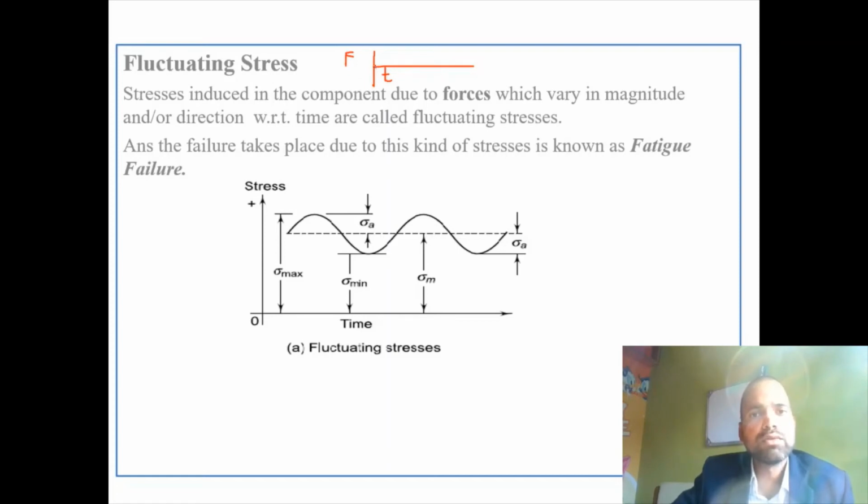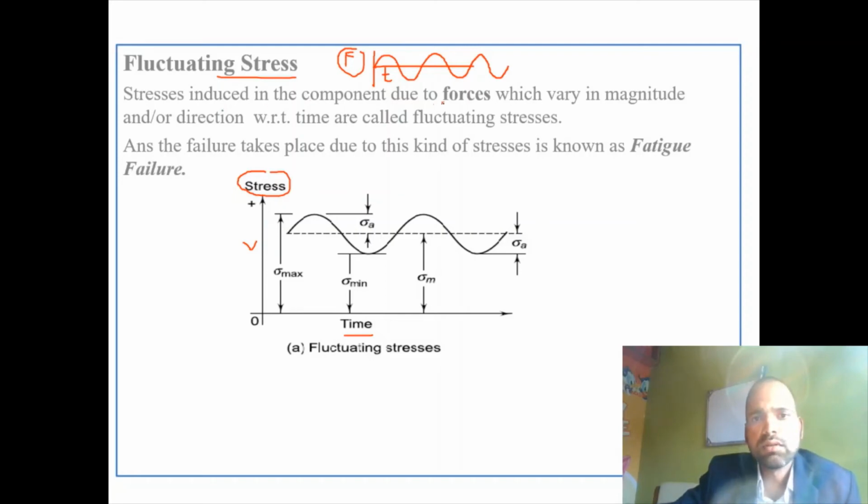Now, what does it mean by fluctuating load? The load which varies with respect to time in magnitude as well as direction, or in magnitude or direction, is called a fluctuating load. Due to that, the component will be subjected to a fluctuating stress, and the nature of that fluctuating stress is represented by this diagram. This diagram represents stress versus time. This earlier diagram was force versus time. So this is fluctuating force or load, and this diagram represents fluctuating stress.